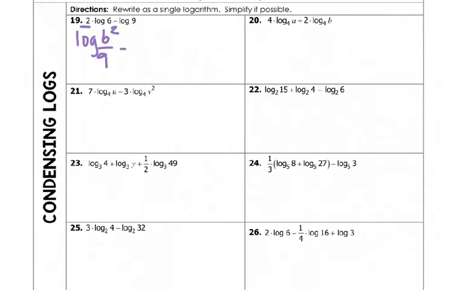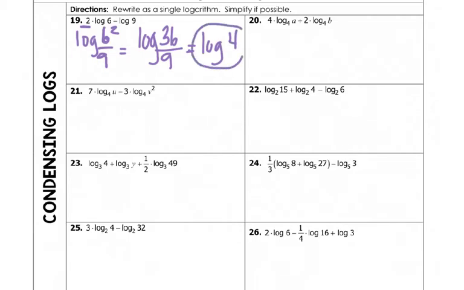And so then that gives us, and I'm sorry, that kind of looks like a B, but it's a 6. So the log of 36 over 9. Everybody with me? Because 6 squared is 36, which is the log of 4. And that would be your final answer.